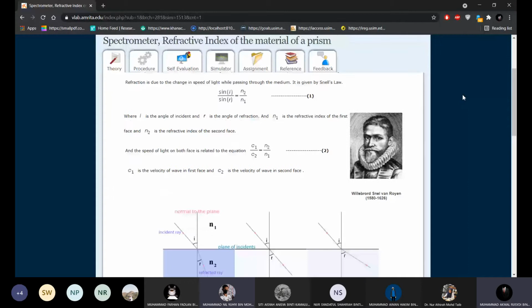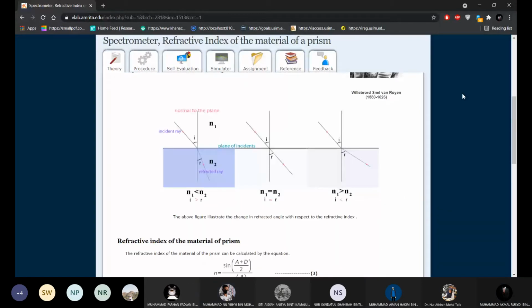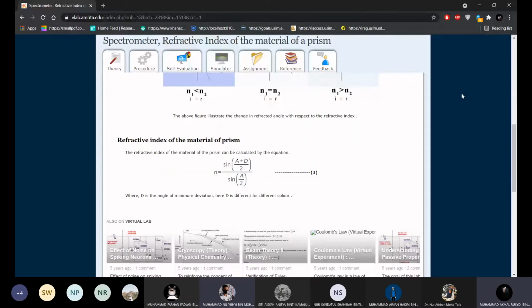Akmal, can you move the slide? Okay. So as you can see, nampak. If refract, oh, rajah tak terang. Oh ha.